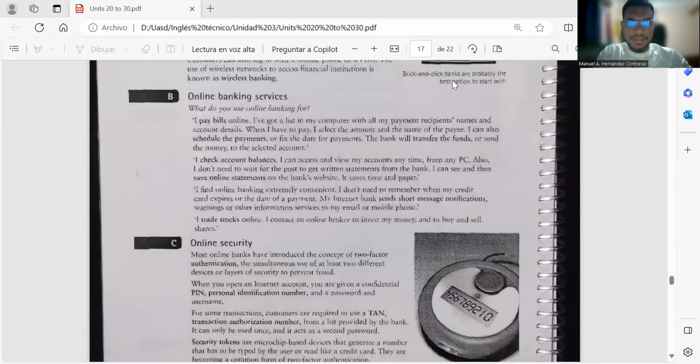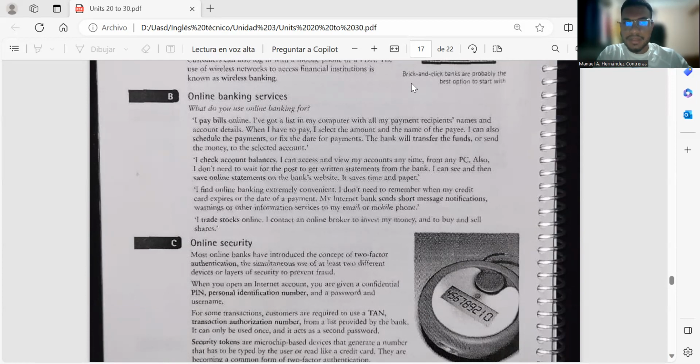Online banking services. What do you use online banking for? I pay bills online. I've got a list in my computer with all my payment recipients' names and account details. When I have to pay, I select the amount and the name of the payee. I can also schedule the payments or fix the date for payments. The bank will transfer the funds or send the money to the selected account.